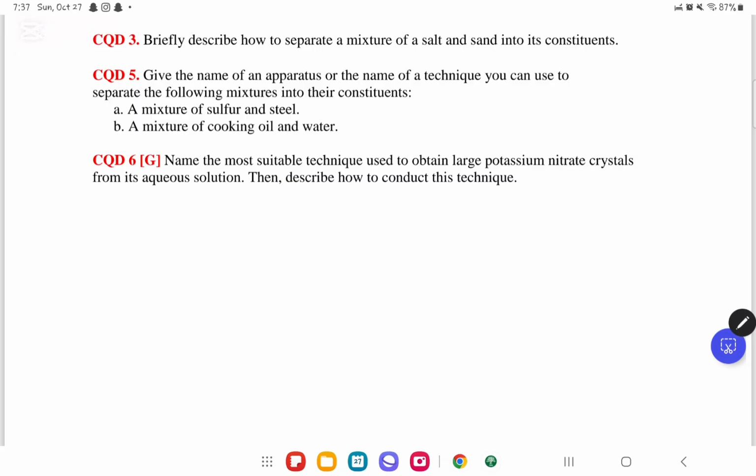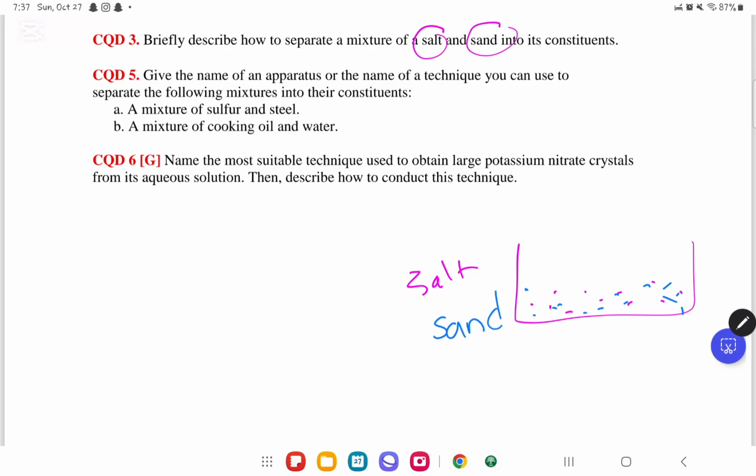Very simply, first thing we're gonna do is we're gonna see we have salt and we have sand. Let's take it like this. We have the pink is salt and the blue is sand. It's gonna take a really long time to separate them, okay? So very simply, we're gonna use something called selective solubility. So by using selective solubility, we're gonna put water, okay?